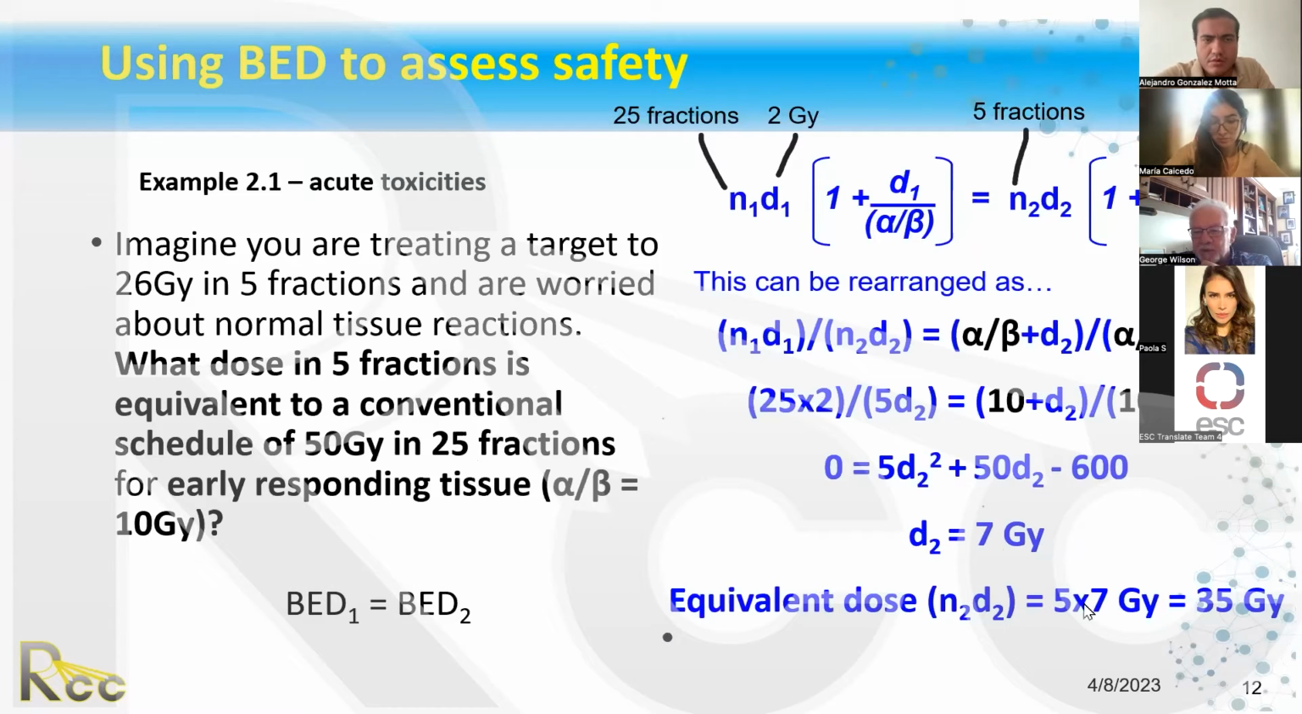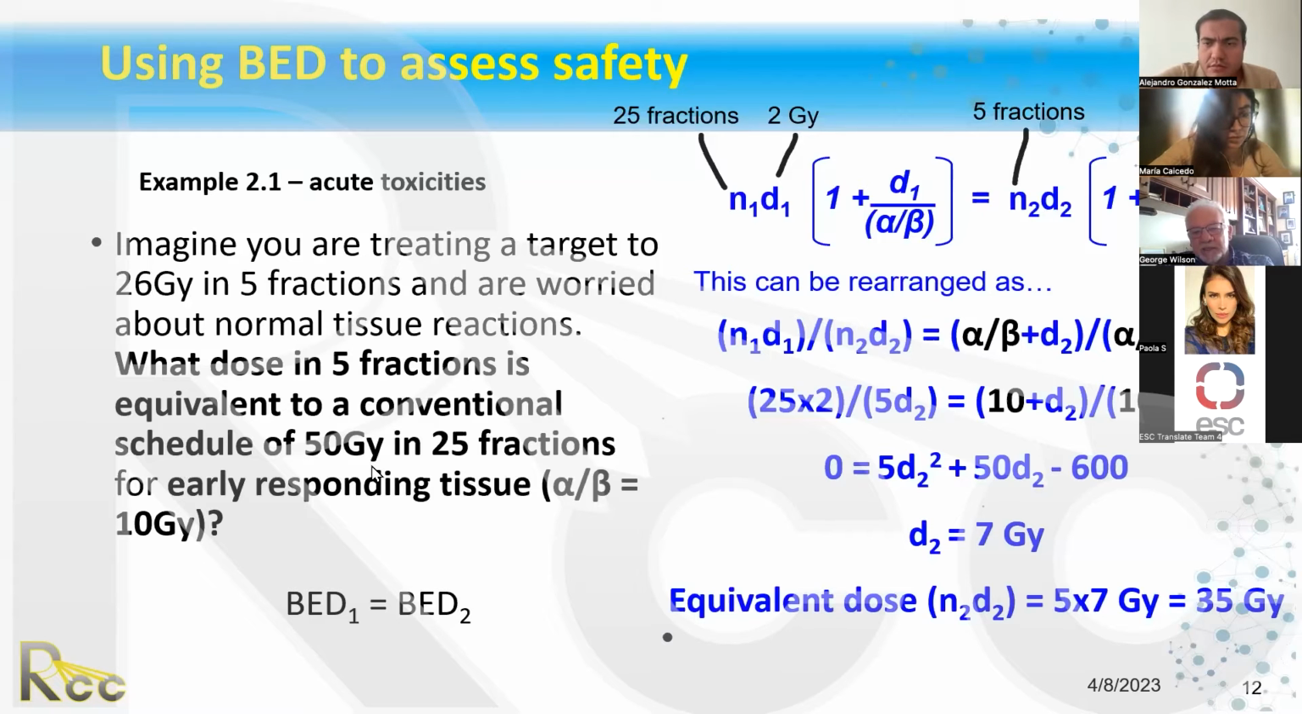And so now 5 times 7 gray equals 35 gray. And so again, it shows that we're actually giving much less dose than we would give with a conventional schedule for this early responding normal tissue. 35 gray would give us the same effect as 25 fractions of 2 gray, but we're only giving 5 fractions of 26 gray. So again, what we know here is that we're not really going to be causing any extra damage to this tissue.